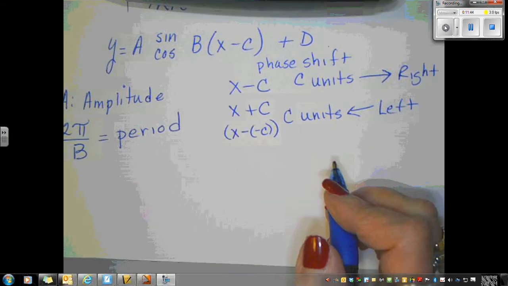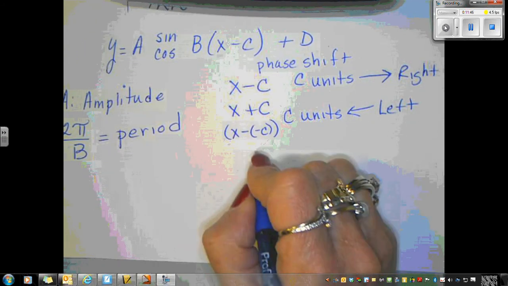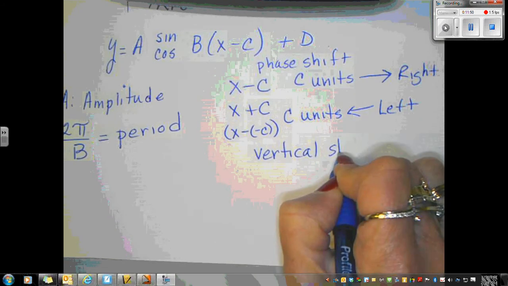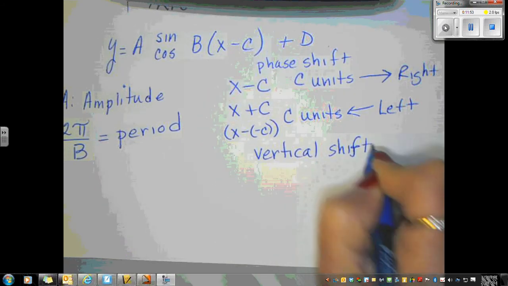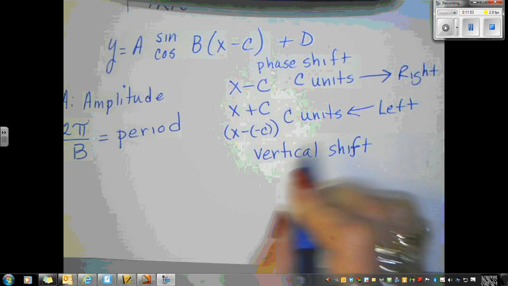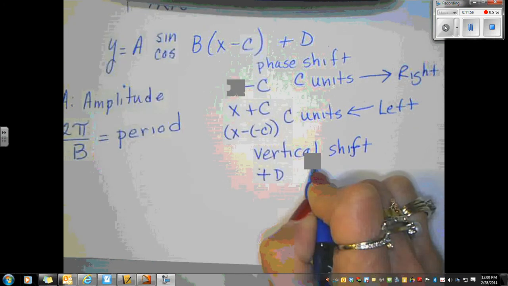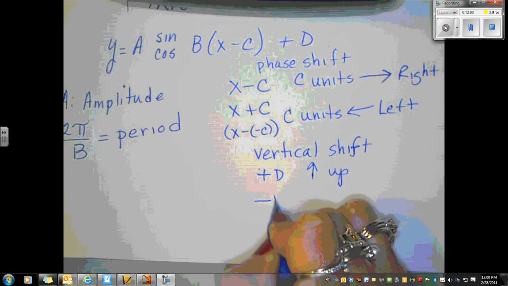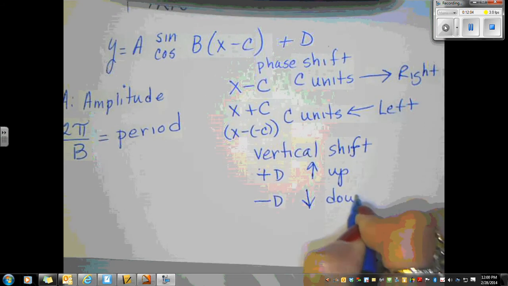And then what about D? Vertical shift. We have plus D, we're going up. Minus D, we're going down.